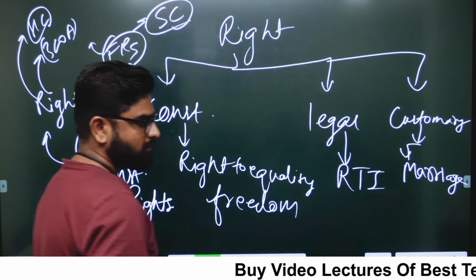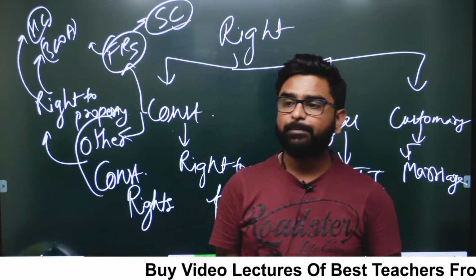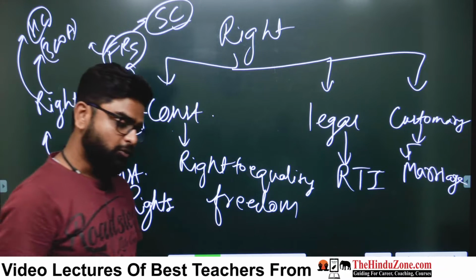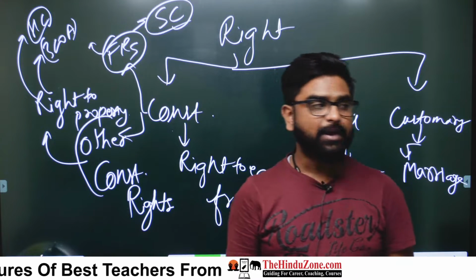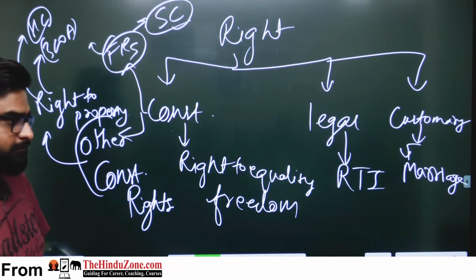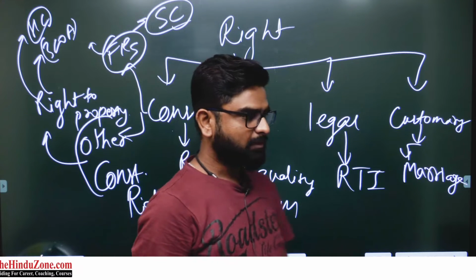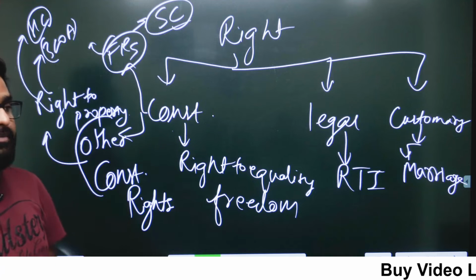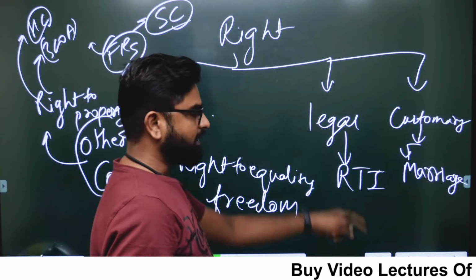For example, right to property, within bracket, Article 300A. Full stop.